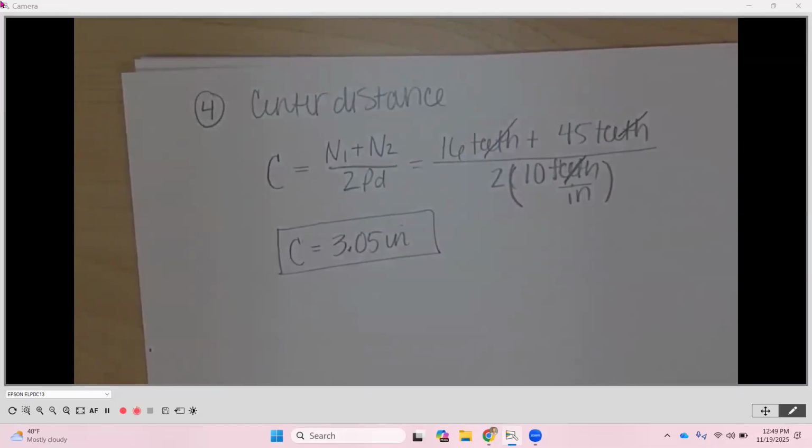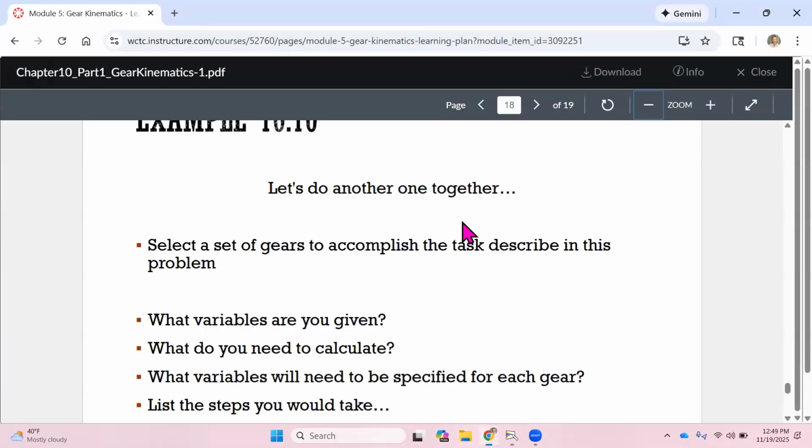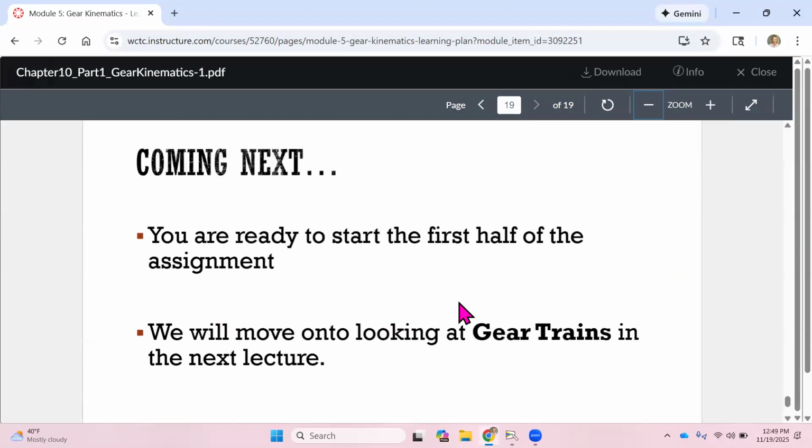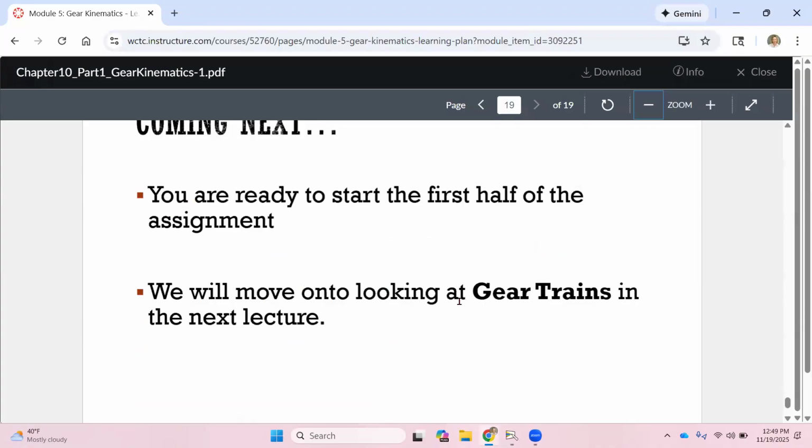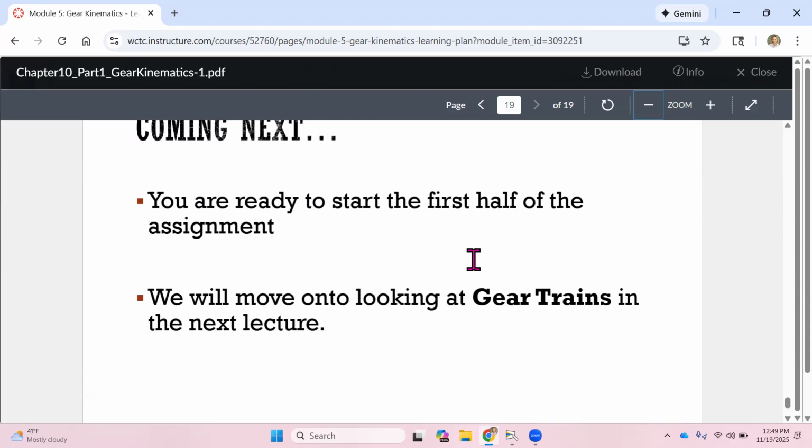All right. So if we go back to our PowerPoint presentation, it looks like that takes us to the end of where we're at. So now that really completes part one of the gear design. Now we're going to move into looking at gear trains, which is the part two, the final part of this particular module. So I'm going to stop our recording here.